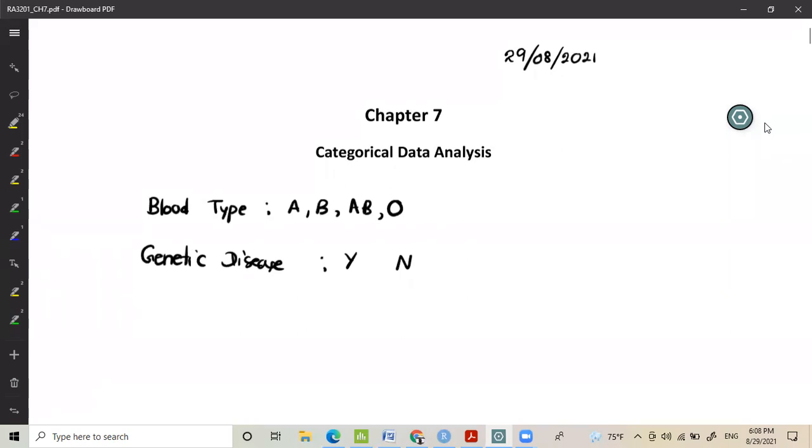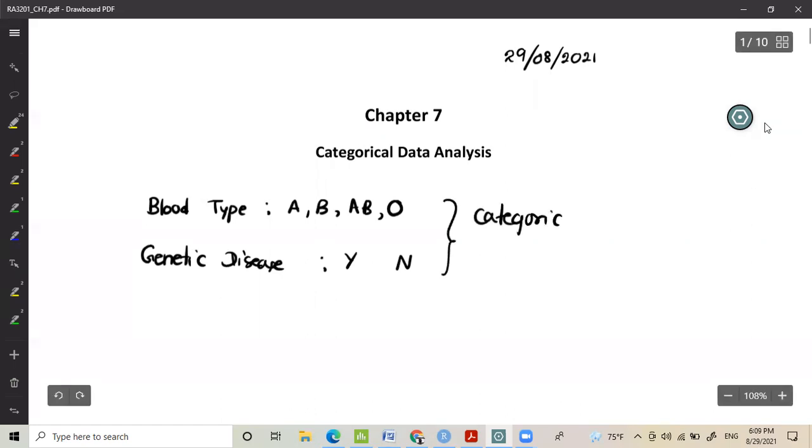Again, you have a pool of patients, you know whether they suffer from a certain genetic disease or not, and also you have information about their blood type, blood group. So you want to find whether there is an association between the blood type and the genetic disease. That means whether there's a high tendency for a certain blood type to have this genetic disease or maybe not. Both are categorical variables, and you want to find whether there is an association.